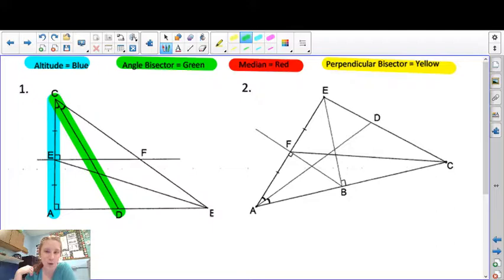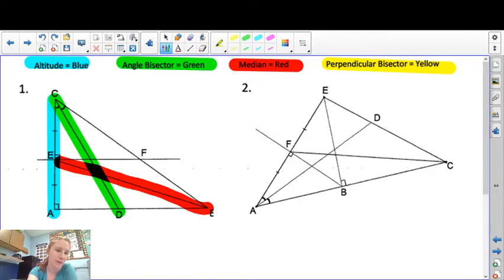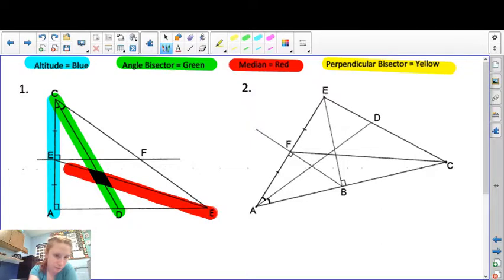The median goes from an angle to the side, and it cuts that side in half. So the only other angle that's getting cut is here. And then my perpendicular bisector goes from a side to another side and creates a 90-degree angle. I'll keep it red.